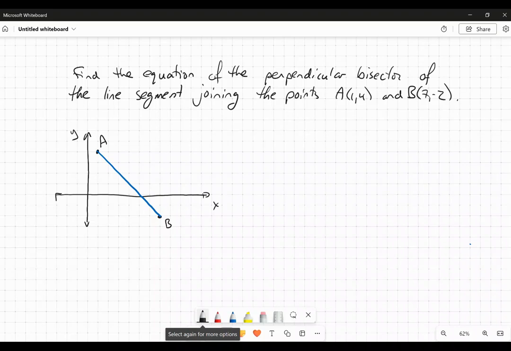Okay, hi everybody. So in this video here, we're going to do a little bit of coordinate geometry. We want to find the equation of the perpendicular bisector of the line segment joining the points A(1, 4) and B(7, -2). So I've drawn that out for us right here.